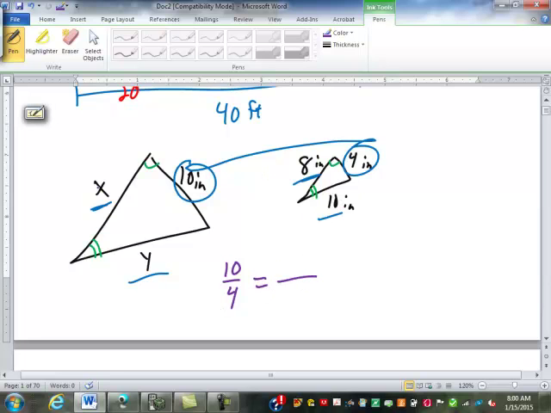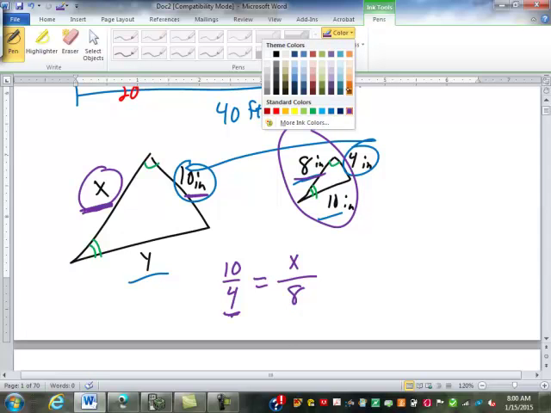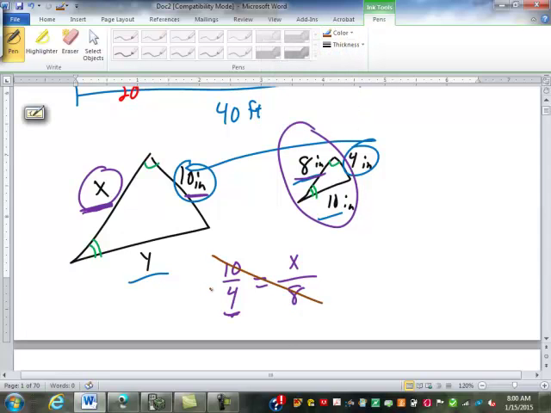Which one do we want to find first, x or y? Let's find the x. Is x going to go on top or bottom? It's going to go on top, because it comes from the same triangle as the 10, so it's going to go with the 10. What's going to go below it then has to be something from the same triangle as the 4, so it's got to be either the 8 or the 10. 8 matches up with the same side as the x, so the 8 goes there. So now we're going to cross multiply and divide. 10 times 8 divided by 4 gives us 20. So x is 20 inches.